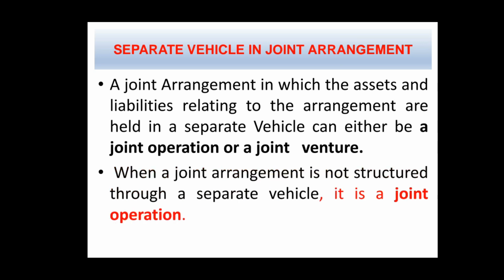When a joint arrangement is not structured through a separate vehicle, it is a joint operation. What this is actually talking about is directly or indirectly relating to a separate entity. The business is standing alone. A situation whereby the parties to the arrangement still have rights to the assets and obligations for the liabilities, despite the fact that the business is standalone, comes under the joint operation. But a situation whereby the parties to the arrangement only have rights to the net assets, that is joint ventures. That is what this is talking about.